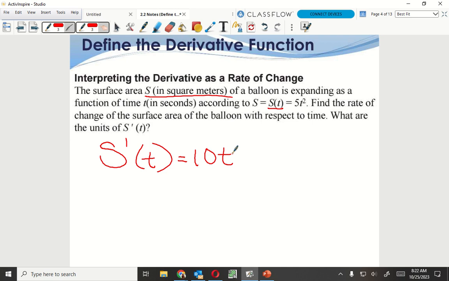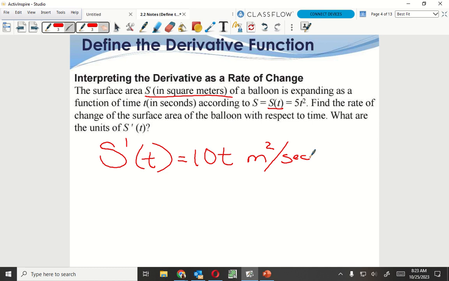Okay, so what are my units? Just remember, Denny, school zone, miles per hour, right? This one's going to be square meters, meters squared, right? Remember, it's a rate of change in seconds. So meters squared per second.